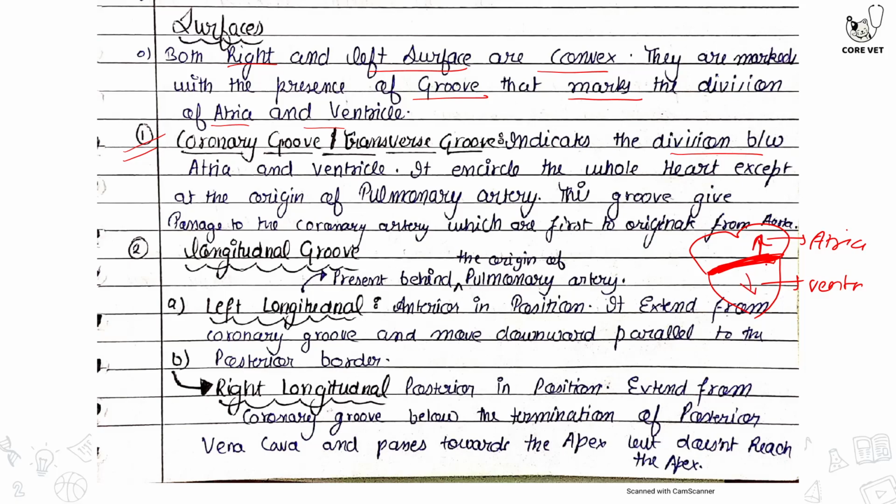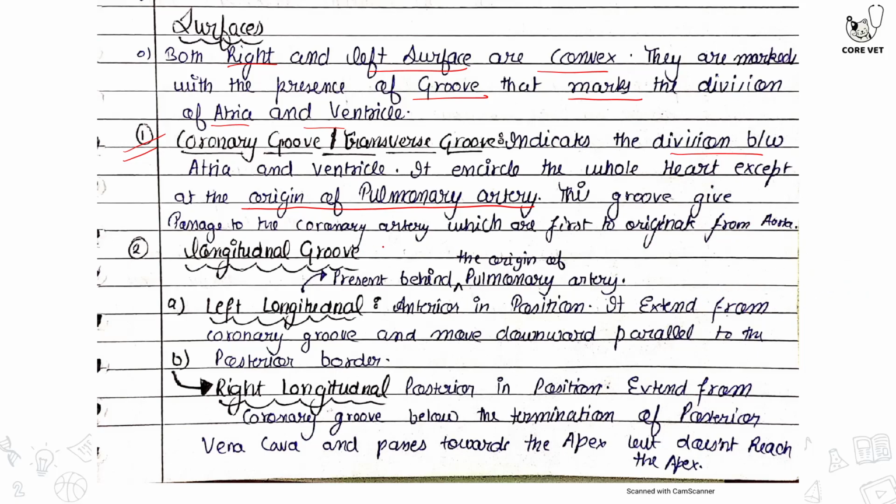which is ventricle. Now, what we have to observe is that at the origin of the pulmonary artery, this coronary groove is not present. As there is the pulmonary artery over here, this groove is absent over here. That we have to remember actually.